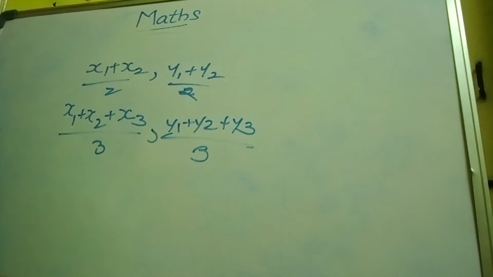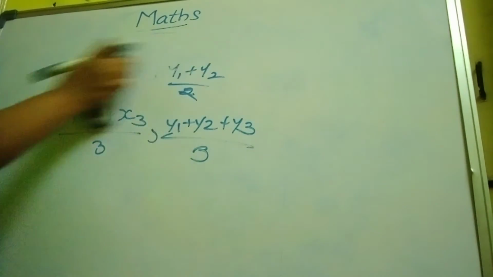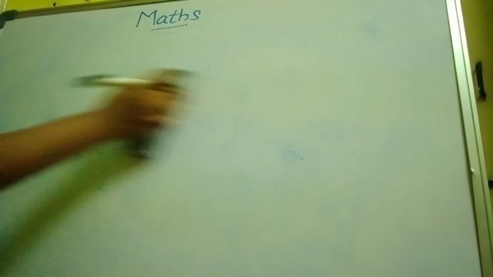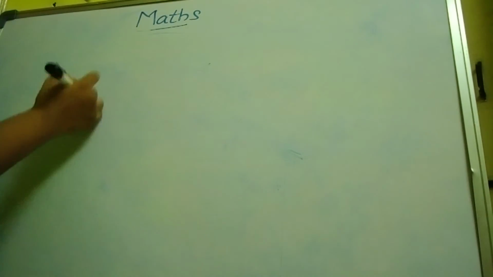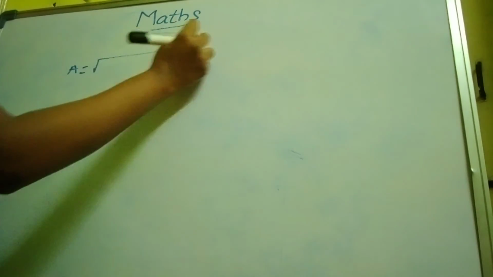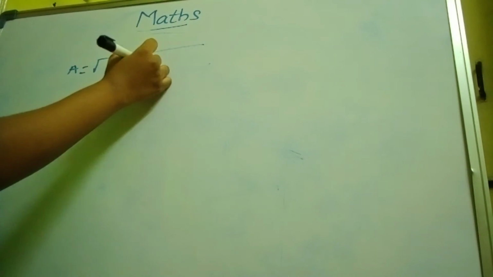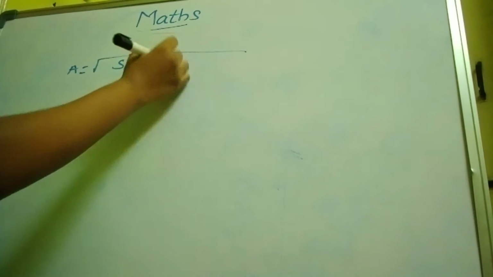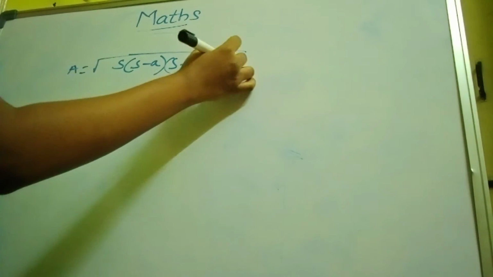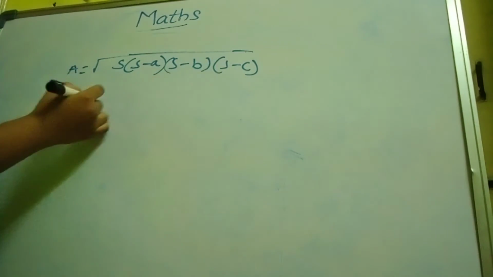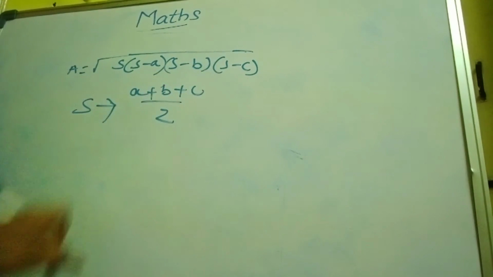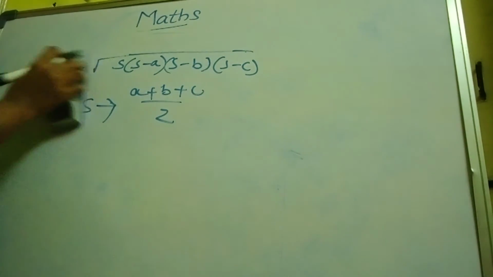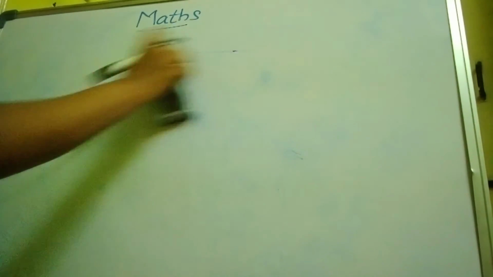Yes. Next, do you know Heron's formula? What is Heron's formula? That is also used to find area of triangle only. See, A is equals to root of S into S minus A, S minus B, S minus C. Okay. So what is S here? S means A plus B plus C by 2. This is Heron's formula. Heron is a scientist, mathematician.